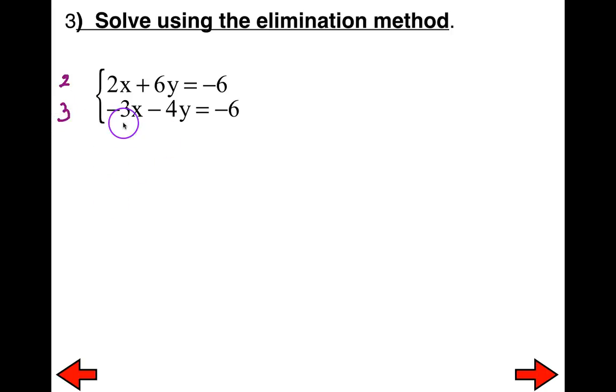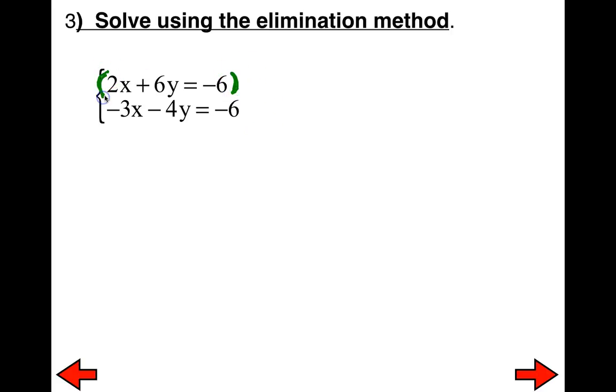Now let's look at the other option. Here, between 6 and 4, the lowest common multiple is a 12. So I'm going to have to multiply this one by 2 and this one by 3. So guess what? It really didn't matter which one you chose. You're still about the same difficulty level. So let's go ahead and try it out. So here, let's just eliminate the y's, since the last one we eliminated the x's.